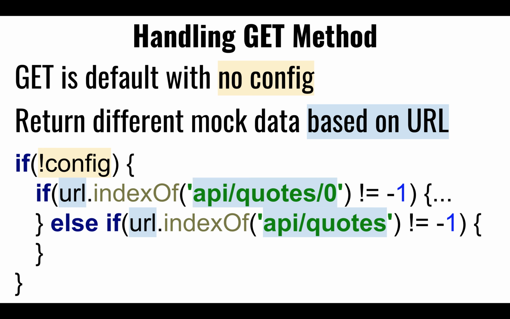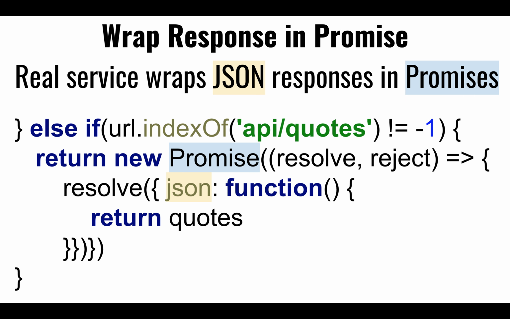And so we can treat both cases. We can check to see, does the URL contain such a quote, or does it contain this? Do you want all the quotes, or do you want just one quote? And in each case, we would either return one or the other. For instance, in the one where we know that you're asking for all the quotes, we're going to return to you all the quotes. These are the quotes in the mock file. We're going to return that.